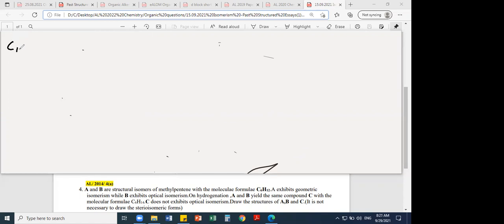Okay, I'll write here C6H12. C6H12, you have two structures, A and B. B will be what? Geometric plus optical both. Then A, only geometric.